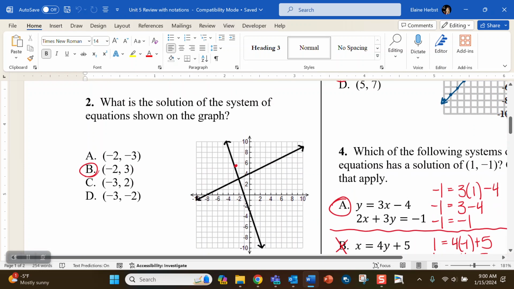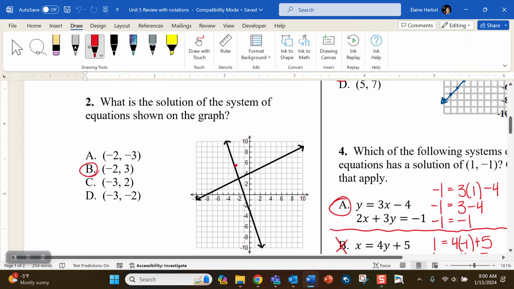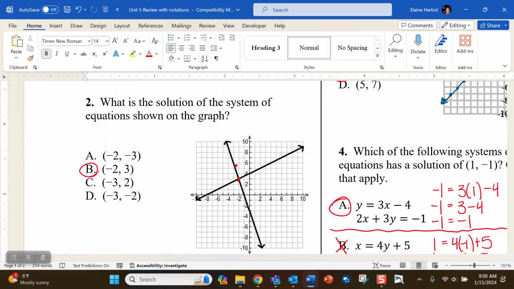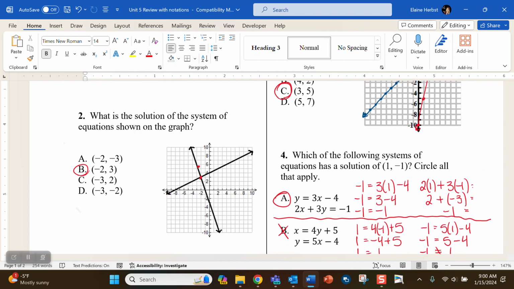Oh, my dot moved. Question 2 asks what is the solution to the system. So we are focusing on where these two lines intersect, and that happens here. Not sure what's going on with that dot. It won't let me erase it. But that location is (-2, 3). Remember, when you're naming an ordered pair, you start at the origin. You move left or right first. So we're moving left to -2, that's the x coordinate, and then up to +3, that's the y coordinate, so (-2, 3).